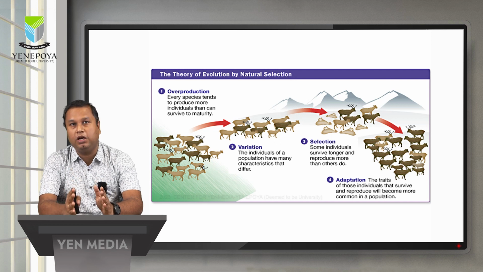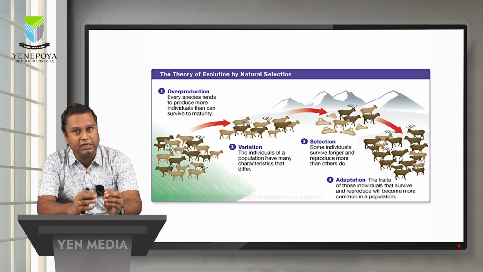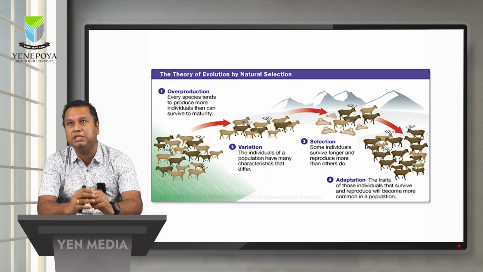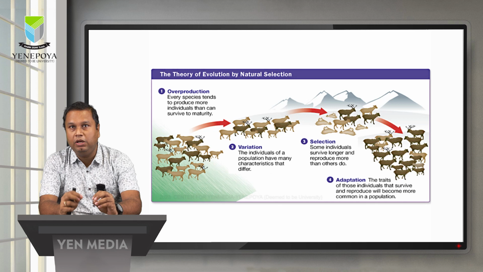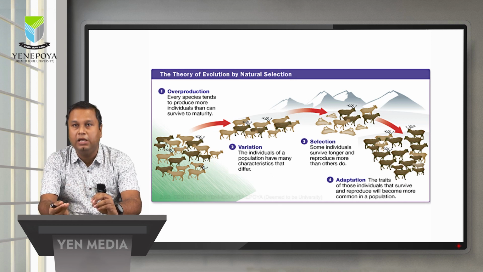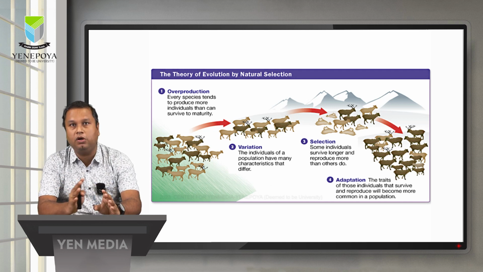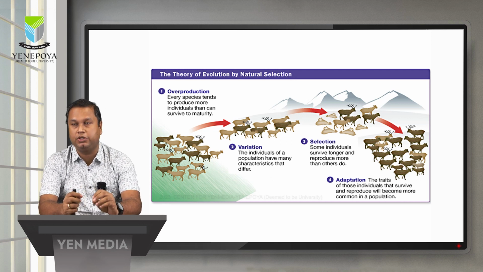Now, each one of us, each organism I'm talking about, has some sort of variation. That means our characteristics, whether physical or physiological, will differ from each other. Some of those characteristics will actually help us to survive harsh conditions, while the others won't. So some of them will survive, that is called selection. And those who survive will pass on their genes to the next generation, and that is called adaptation. So these four concepts together gave rise to the famous Darwin's theory of natural selection.